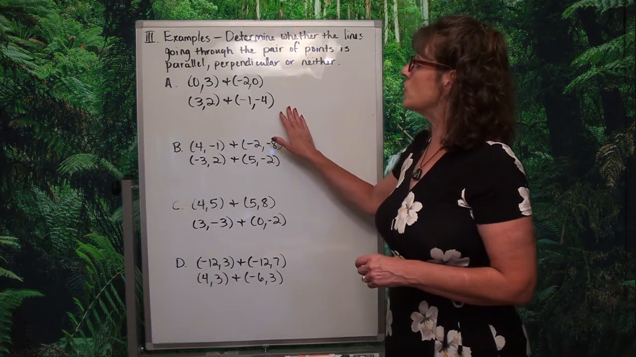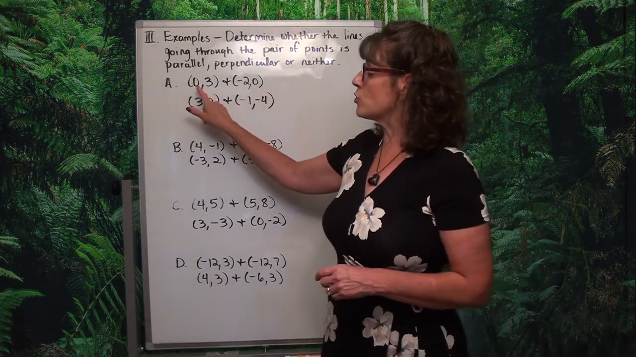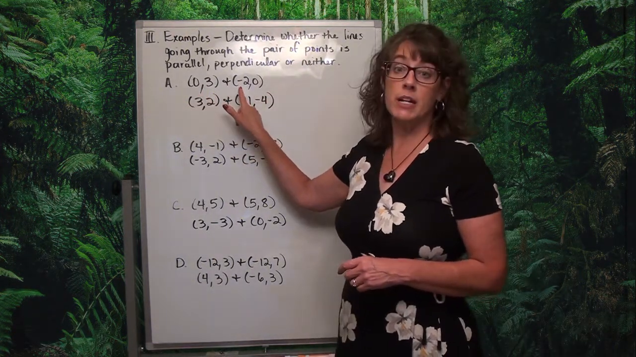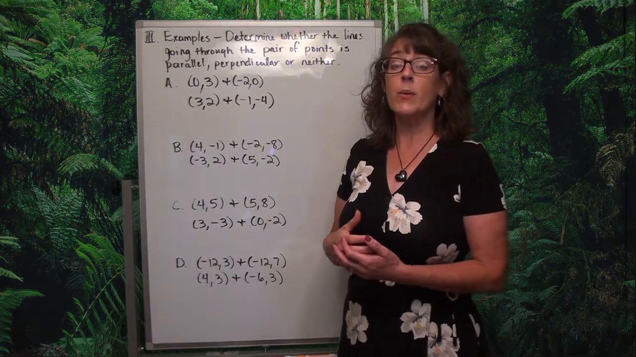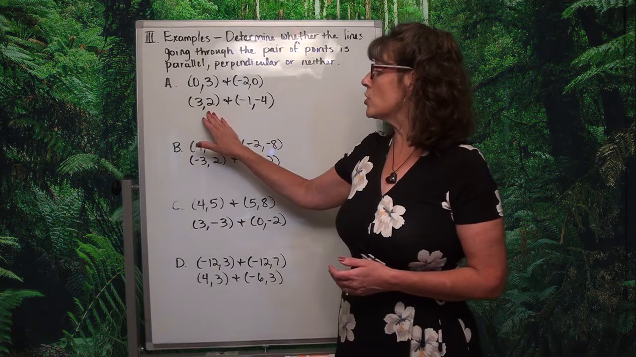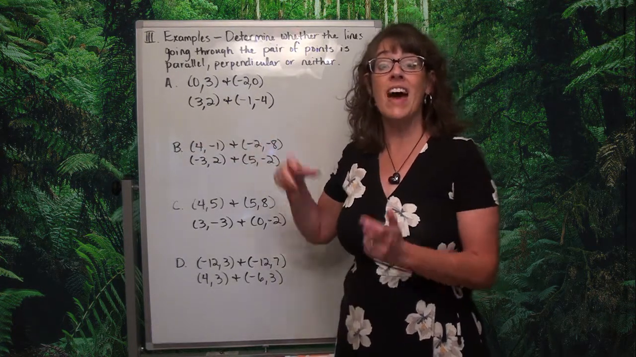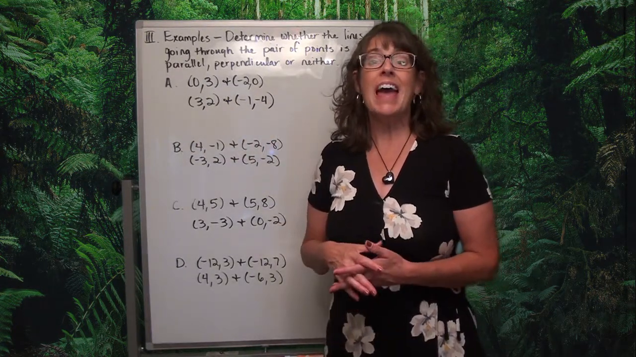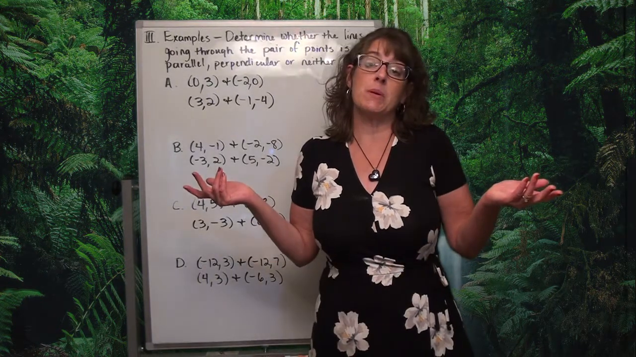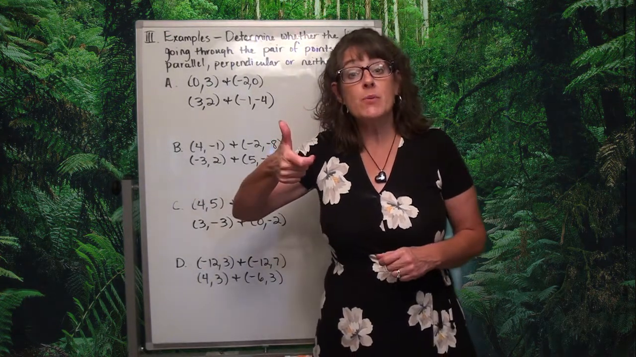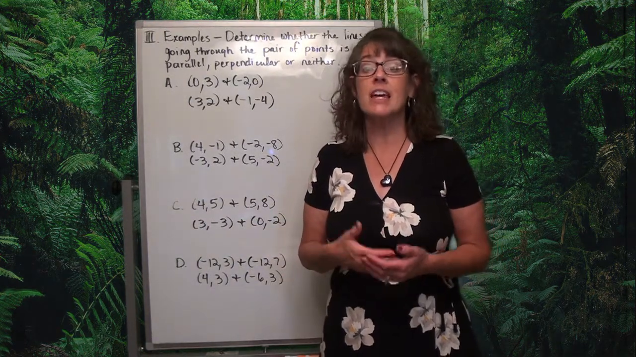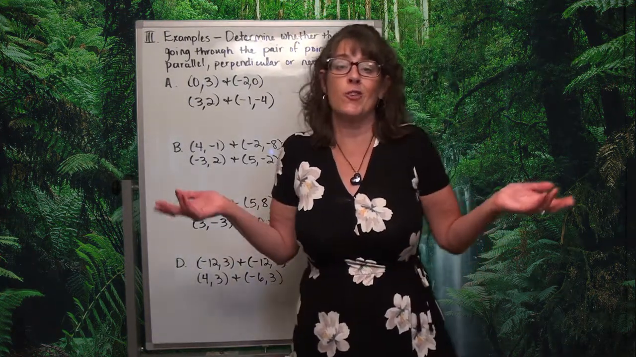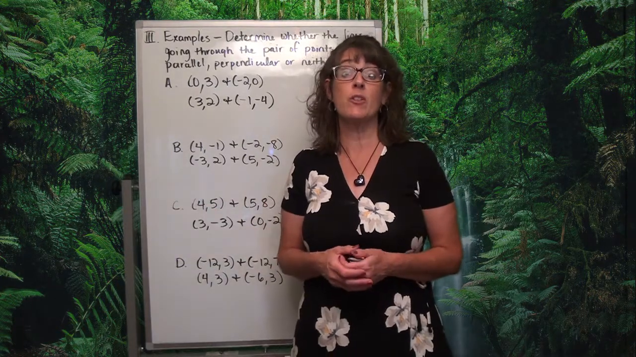So what we have to do, notice that we've got a line that goes through the point (0, 3) and the point (-2, 0). We're going to get the slope of that line, and then we're going to take the line that goes through (3, 2) and (-1, -4) and get that slope. We're going to compare the two. And if they are the same, they have to be parallel lines. If they're opposite reciprocals of each other, well, then they are going to be perpendicular lines. And if it's neither one of those cases, then they're neither perpendicular nor parallel.